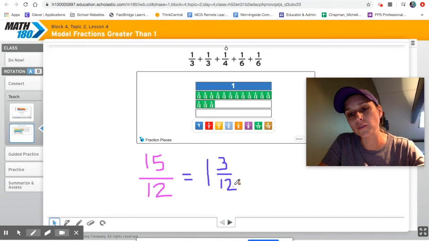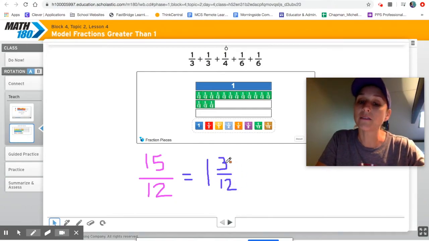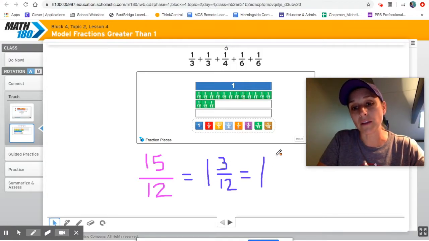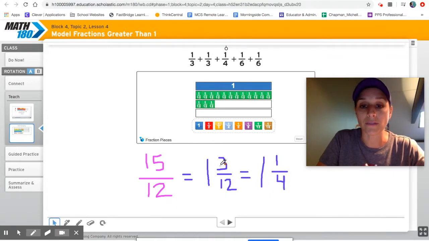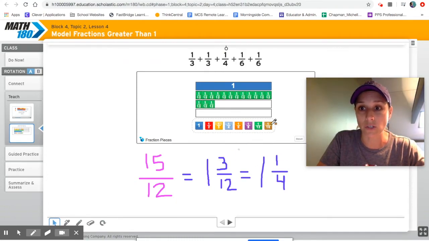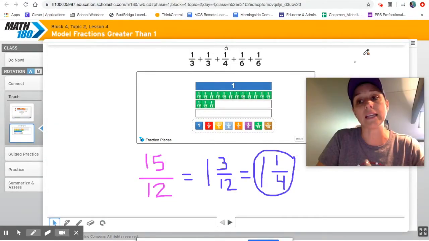Is this in simplest form? No, it's not, because 3 and 12 can both be divided by the number 3. So this would be one whole still, but 3 divided by 3 is 1, and 12 divided by 3 is 4, because we know that 3 twelfths and 1/4 are equivalent because we changed them for our equation in the opposite way. We turned that 1/4 into 3 twelfths. This, my friends, is our answer, and it is in its simplest form.